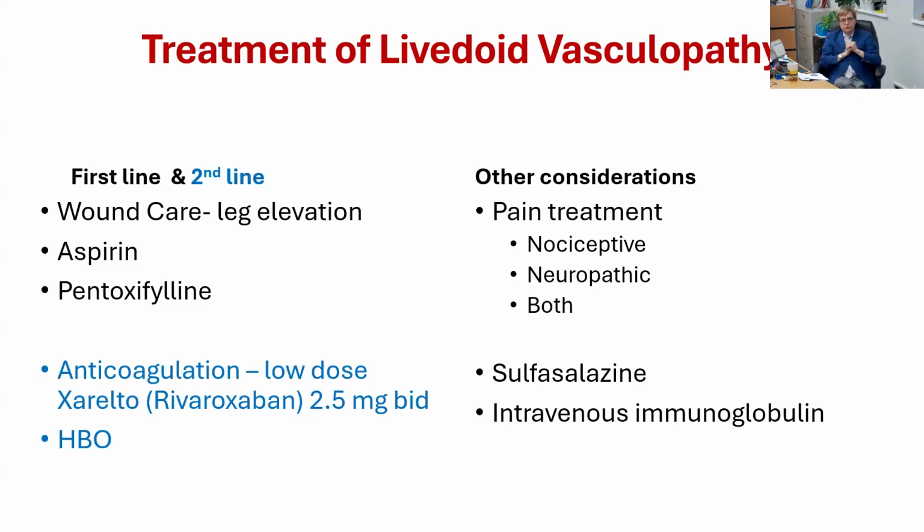Hyperbaric oxygen is sometimes used because it's ischemic. For pain, you often need to treat both the nociceptive pain, that's the pain like a toothache, versus neuropathic pain, which is spontaneous rather than stimulus-related or trauma-related, and it often has burning, stinging, shooting, stabbing qualities, and the treatments are different. We sometimes use sulfasalazine, 500 milligrams 3 times a day, or intravenous immunoglobulin, IVIG.